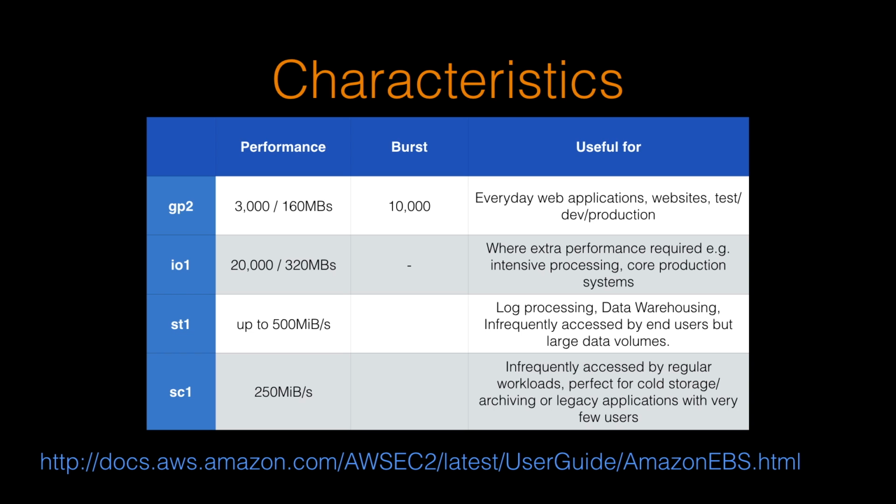I'll talk a little bit about, when I show you in the AWS console, how these different performance characteristics are calculated based on the amount of storage that you allocate to an EBS volume, with the exception of provisioned IOPS, which is based on the number of IOPS you say that you want.